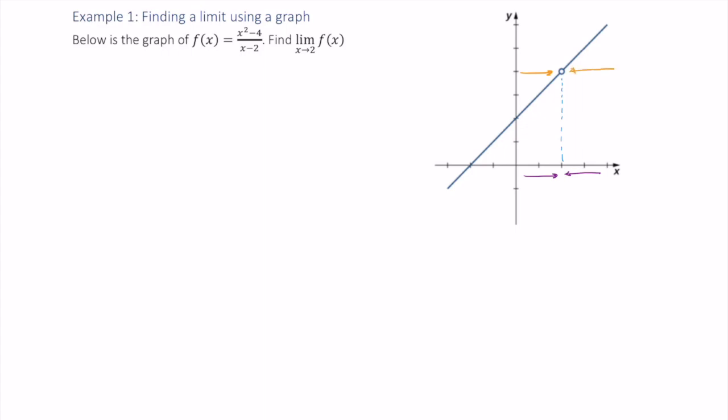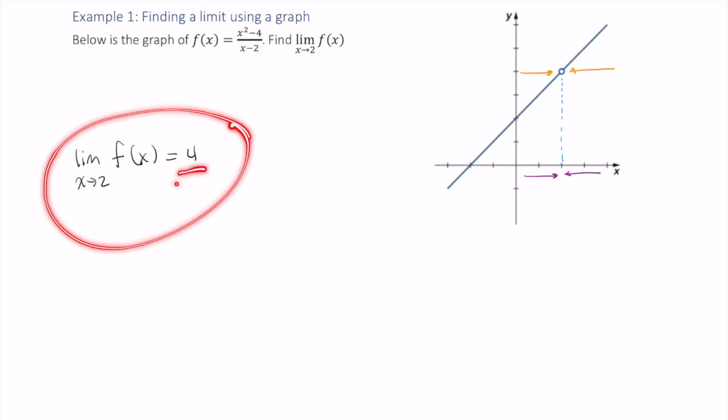So that tells me the limit of f as x approaches 2 is equal to 4. Notice that we can have a limit with a value even when our function is not defined.